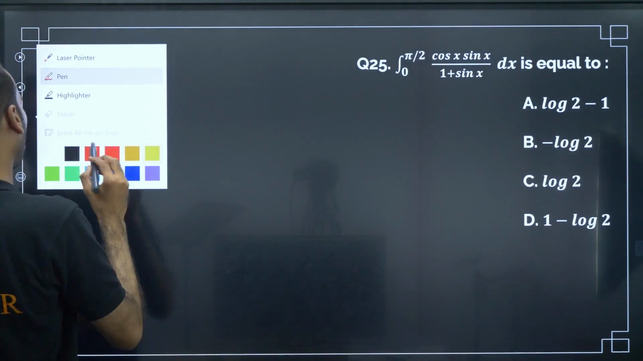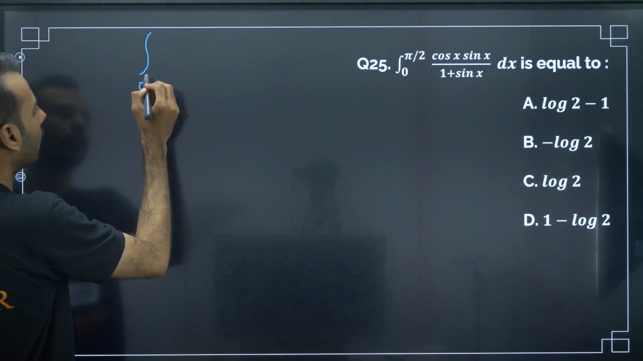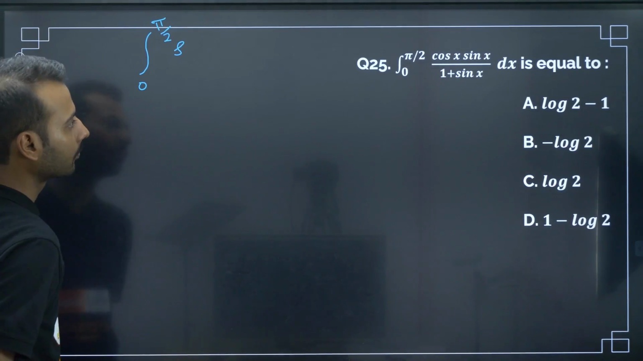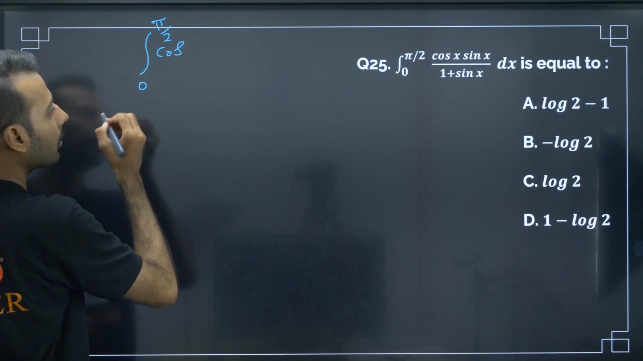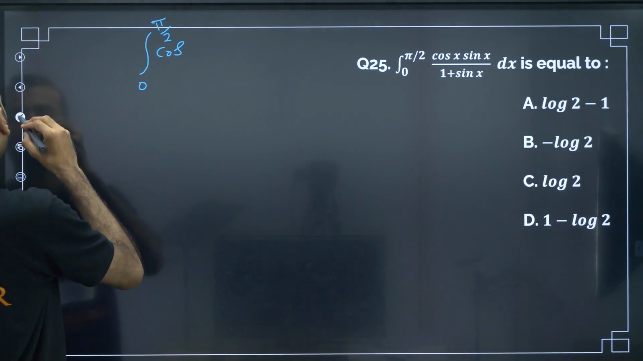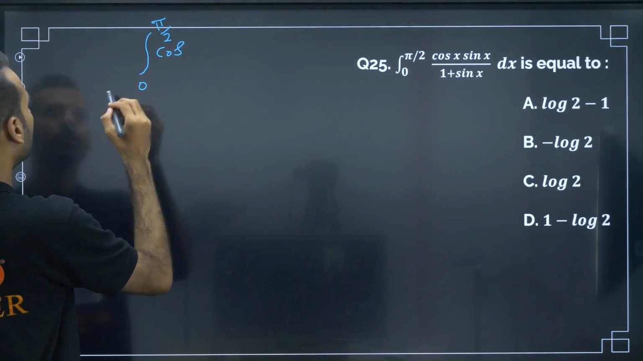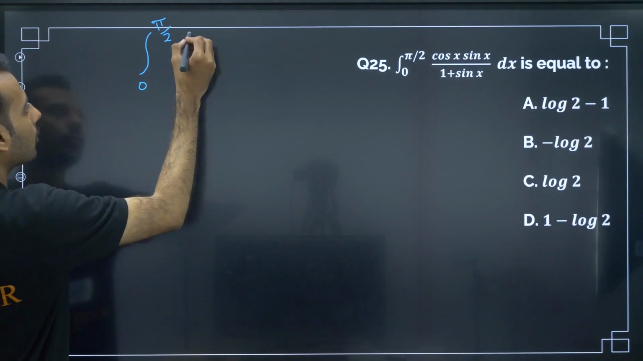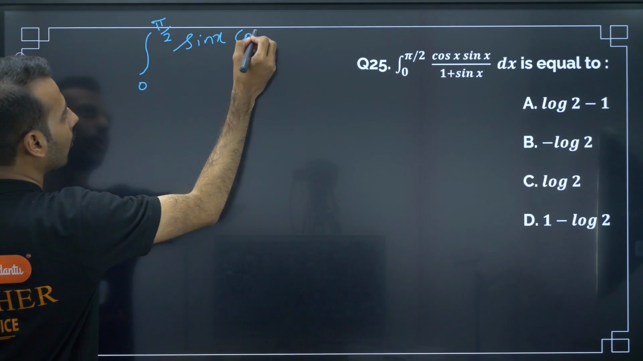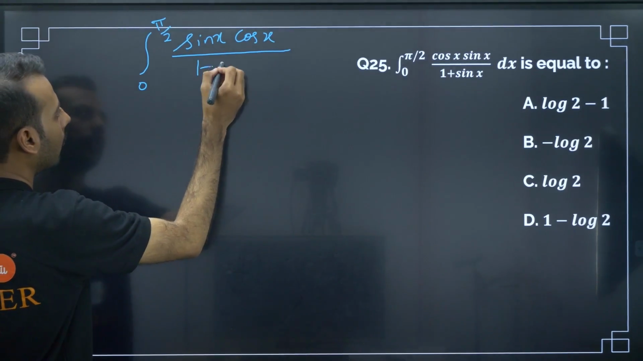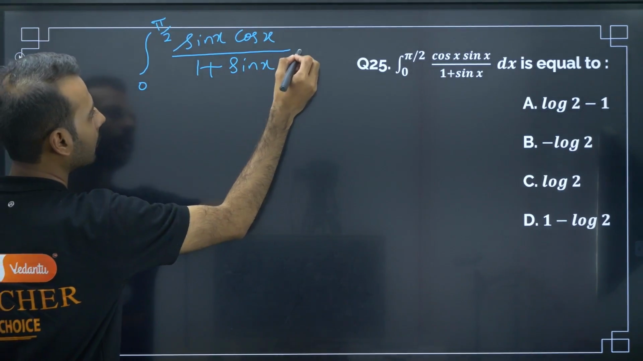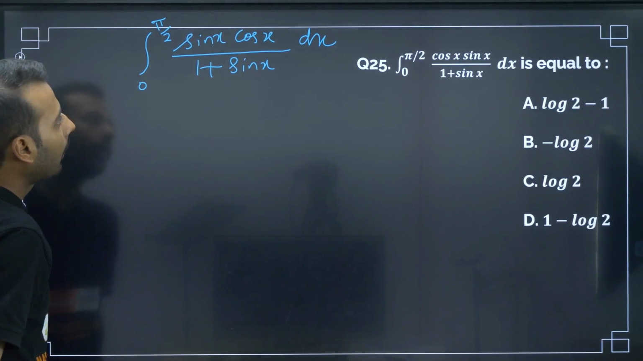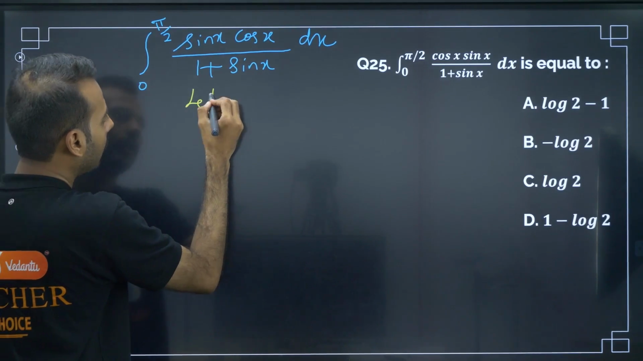Integration of, let me copy and paste that question here. Integration from 0 to pi by 2, sin x cos x, same question, I am just copying and pasting. We are supposed to evaluate that. So sin x cos x divided by 1 plus sin x dx. So how to evaluate this? Let me do one substitution.